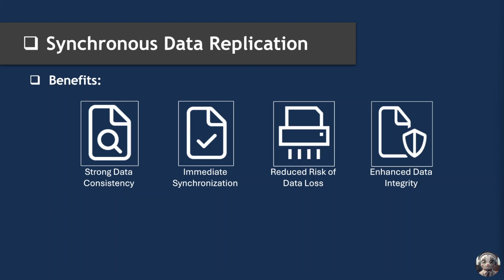Moving on to the reduced risk of data loss. Since synchronous replication requires confirmation of data synchronization before acknowledging write operations, it reduces the risk of data loss. In the event of a failure on the source system, the data on the target system is guaranteed to be consistent and up to date.